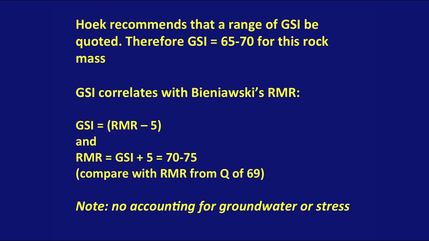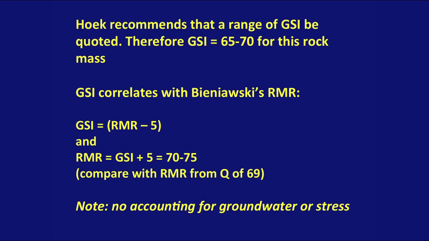Hoek recommends that a range of GSI be quoted, so GSI of 65 to 70 for this rock mass is applicable. Now, GSI also correlates with Bieniawski's rock mass rating. And the correlation is GSI is RMR minus 5, or RMR equals GSI plus 5. So in our case, the corresponding RMR with our GSI is going to be GSI, the value that we got, plus 5, which equals 70 to 75. And that we must compare with the RMR from Q of 69.